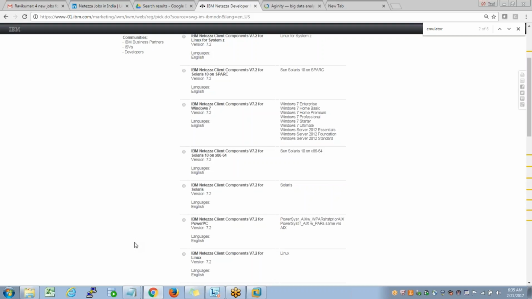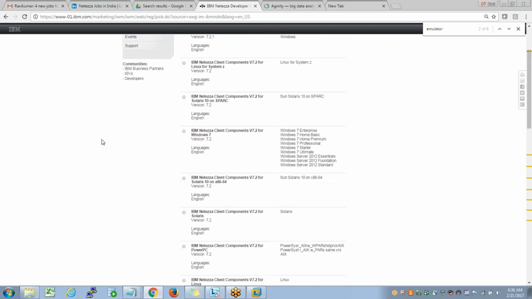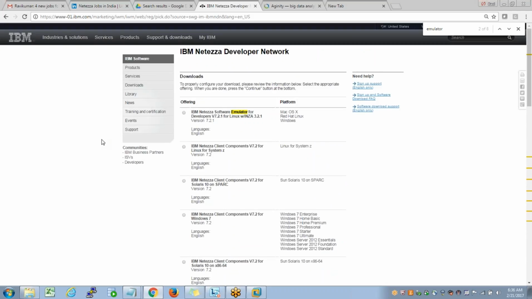the Netezza host. The software emulator for developers will act as a server. Server host, then it is a server. These file sizes are big. The emulator is somewhere around 4 GB, I guess.